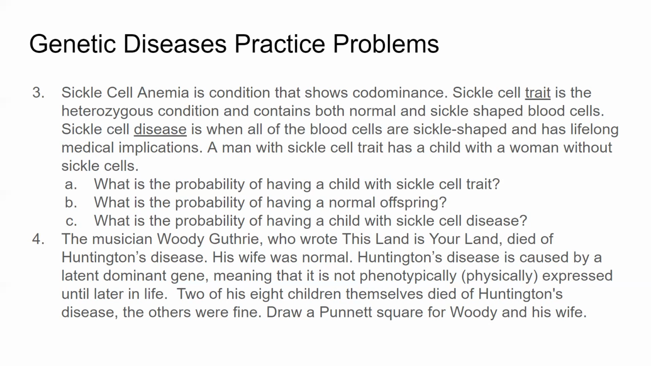Latent meaning that it is not phenotypically physically expressed until later in life. 2 of his 8 children themselves died of Huntington's disease. The others were fine. Draw a Punnett square for Woody and his wife. Wife is normal, so what is normal? But wait, can't she be heterozygous? No, it's dominant. Thank you.